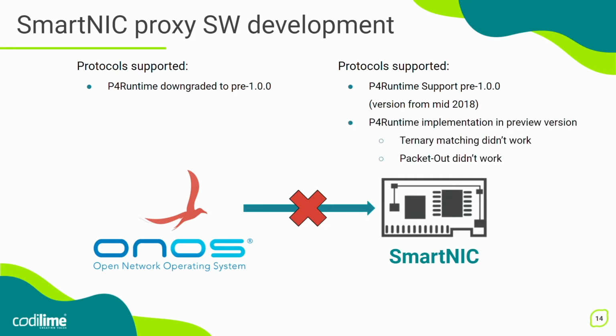Additionally, we noticed the RTE software dedicated for Agilio SmartNIC that we received from Netronome had some limitations if P4 runtime was used. For example, it was not possible to use ternary matching. Also, packet out mechanism was not implemented. As you can see, it was not possible to use P4 runtime according to our expectations. Only Thrift-based protocol offered the capabilities to control Agilio SmartNIC at runtime in a proper way.